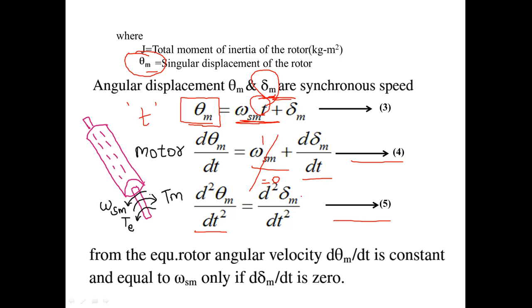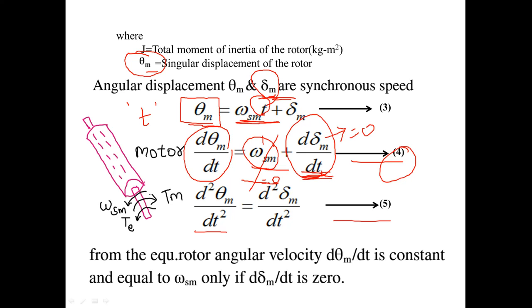So from equation 4, we can say that the angular velocity dθm/dt is constant, and will be equal to ωsm. This is assumed to be equal to 0. So when it is equal to 0, my rotor angular velocity will be equal to the synchronous speed. And this dδm represents the rotor speed of the synchronism.